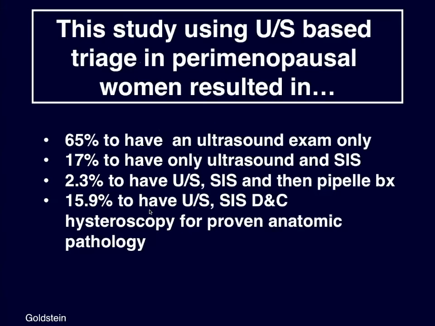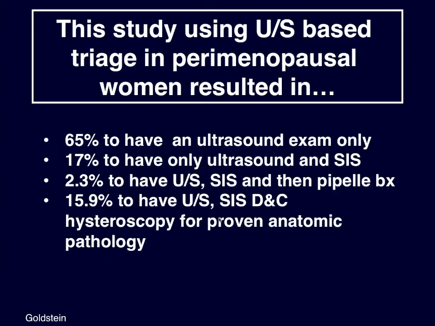67% reliable. The study that we presented using ultrasound-based triage in perimenopausal women resulted in 65% of women being able to have an ultrasound exam only, done at the right time of the cycle. Another 17% got sonohysterography, either for a thick endometrial echo or inability to see it. Only 2.3% got PIPELLE biopsy for a proven global process, and about 16% went to the OR for DNC hysteroscopy, but for proven anatomic pathology.